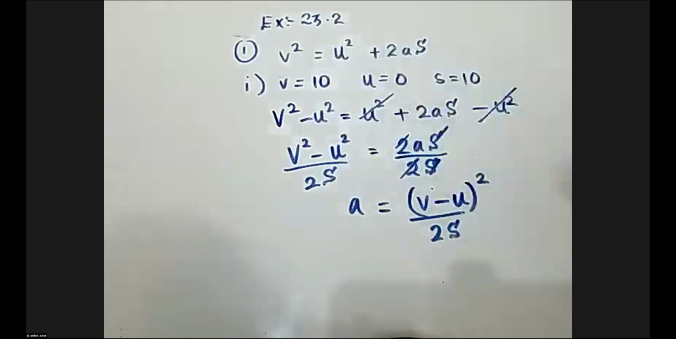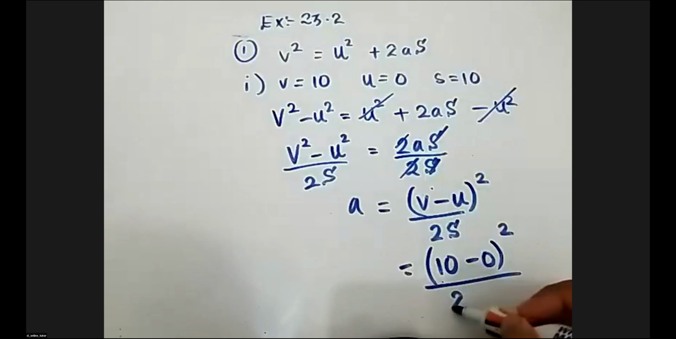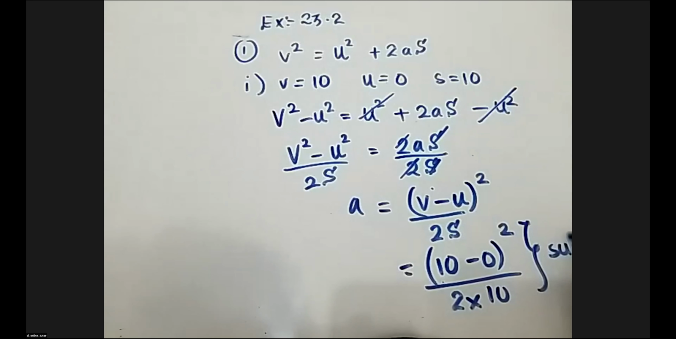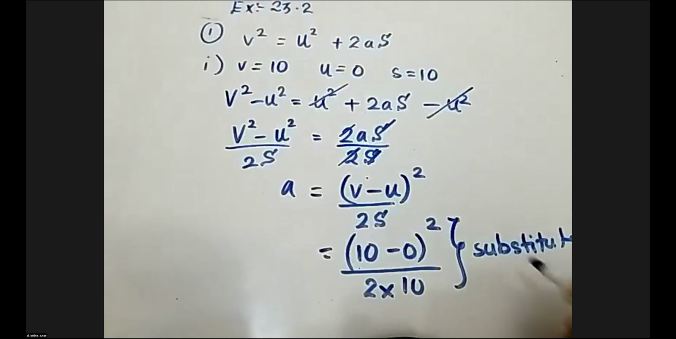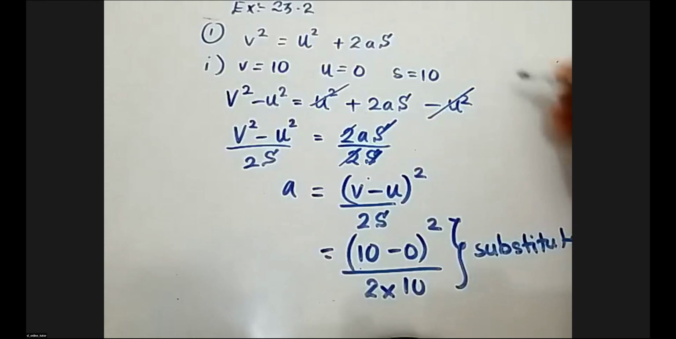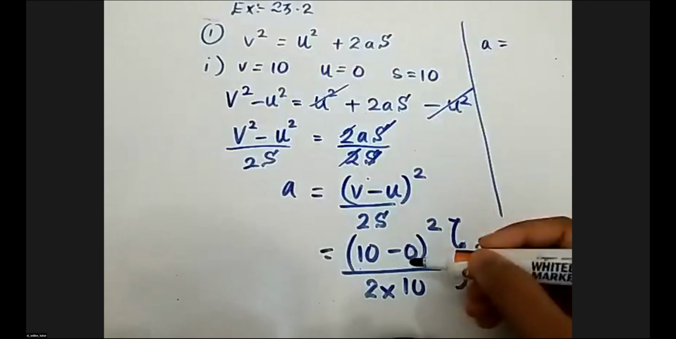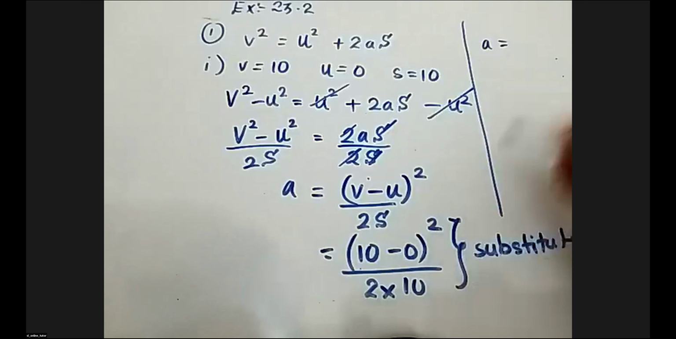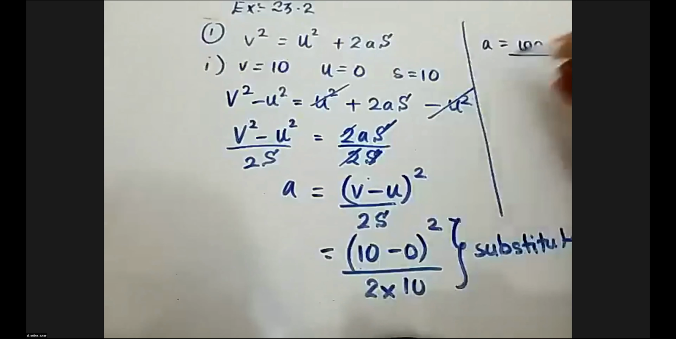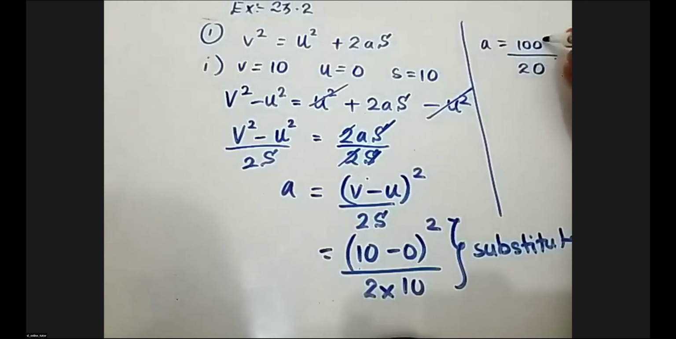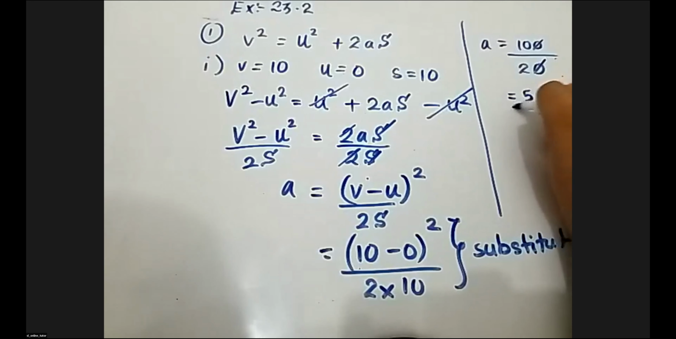Now look at the question. V is equal to 10. U is equal to 0, squared. 2 multiplied by S. S is equal to 10. This is called substitution. You substitute the values given. Now we'll find the answer. A is equal to 10 squared minus 0 squared over 2 times 10. 10 to the power 2 is 100. 2 times 10 is 20. 100 divided by 20 means you get A is equal to 5.